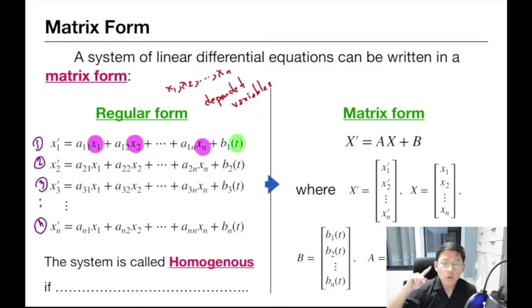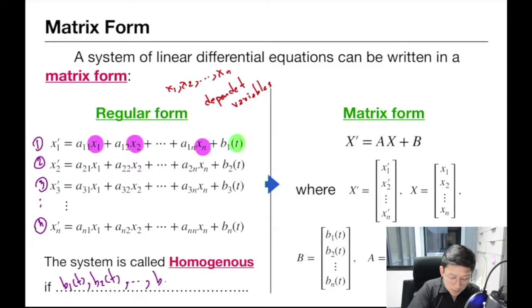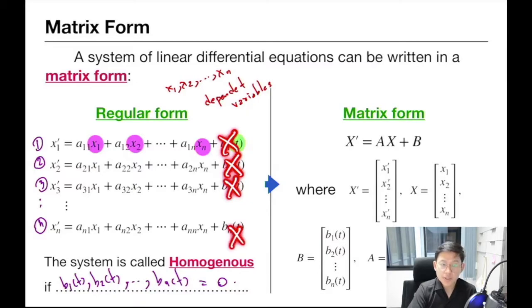By the way, we call this system of differential equations homogeneous if b1(t), b2(t), and so on until bn(t) equal 0. If they are all equal to 0, which means that this disappeared, we call the system homogeneous.